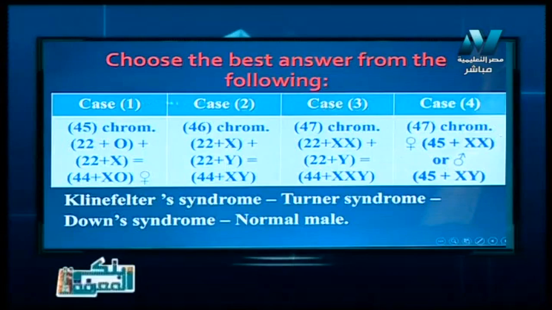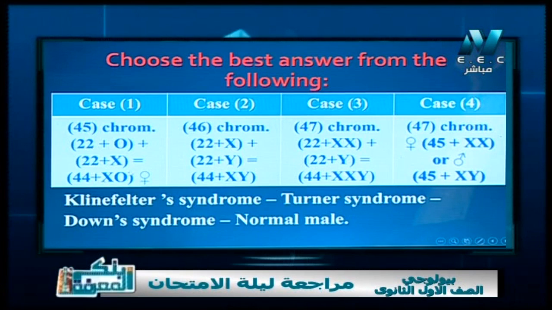In this table we have different cases, 4 cases actually. Each case represents one of the human karyotypes, maybe normal or maybe diseased or syndrome. So let's start with case 1. In case 1, this human being has 45 chromosomes in each cell, and this resulted from the fertilization between 2 gametes. One of them is 22 plus O, or no sex chromosome, and the other one is 22 plus X, and the resulting cells are 44 plus XO, and this of course is female.